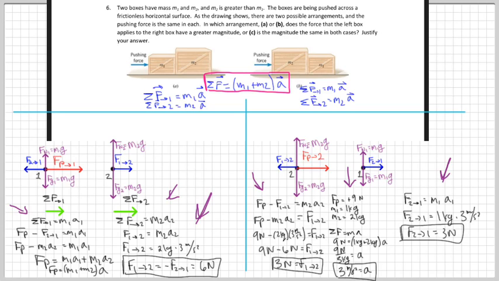So, going back to the original question, in which arrangement, A or B, does the force that the left box applies to the right box have a greater magnitude, or are they equal? I have to say in scenario A, the force of the first box, there it is down here in this final equation, the force of the first box on the second box in scenario A is equal to double the amount it will be in scenario B.